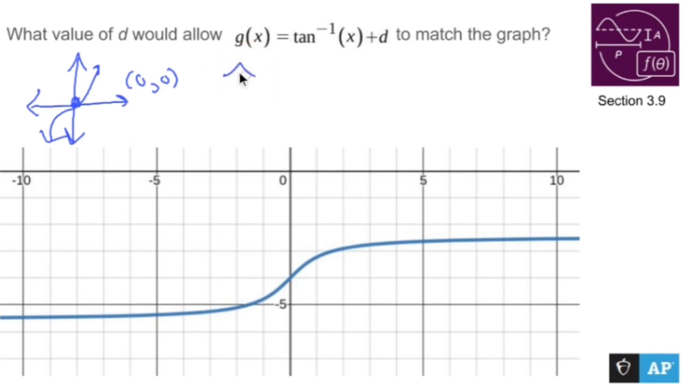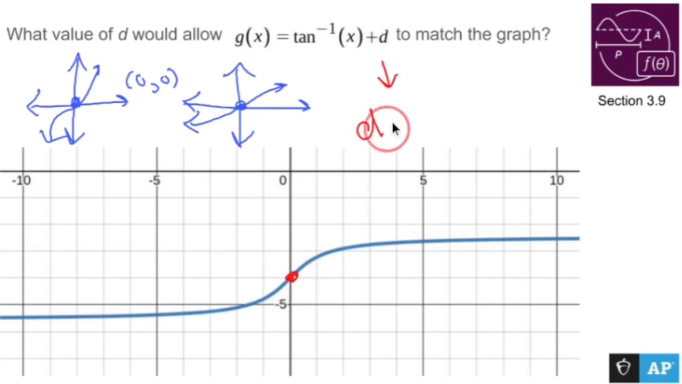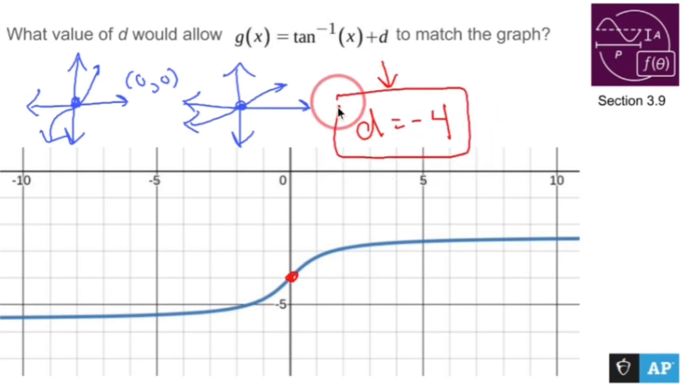So according to this picture, regular old inverse tangent is probably going to look something like this, where it crosses over (0, 0). Well, now I'm going to take that thing that's supposed to cross over (0, 0) and shift it down a few units. So how many units am I shifting it down? 1, 2, 3, 4. So if d was equal to -4, then my inverse tangent would match that graph down there. And there you have it.